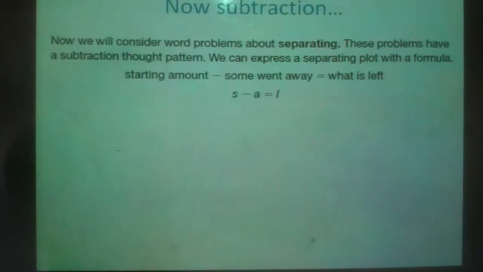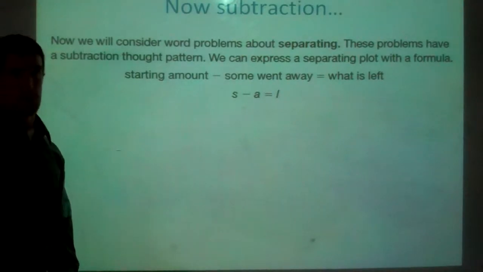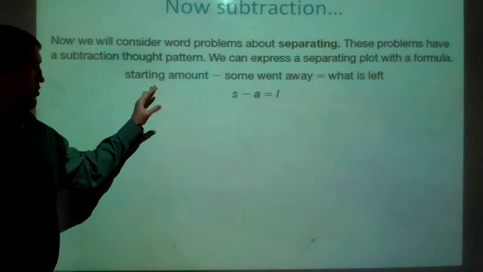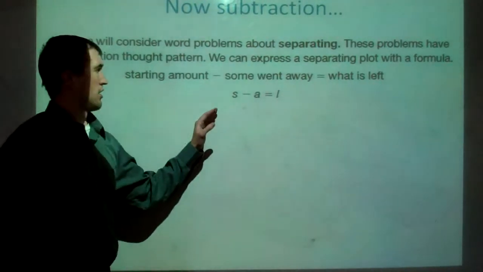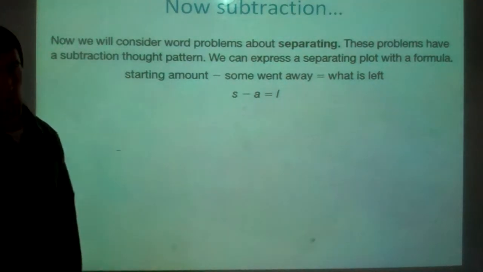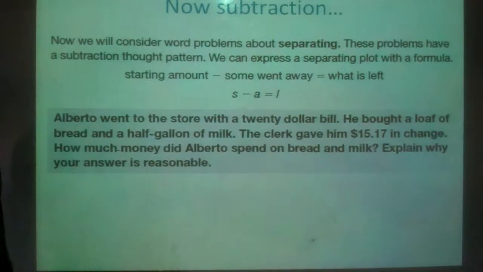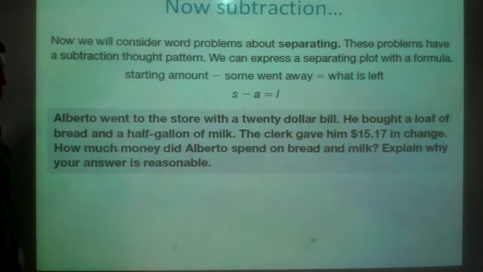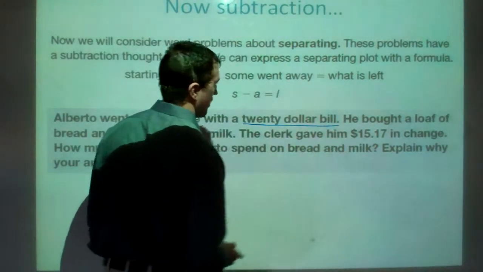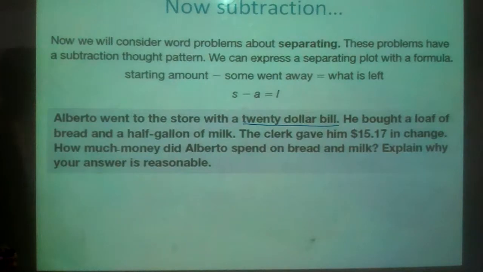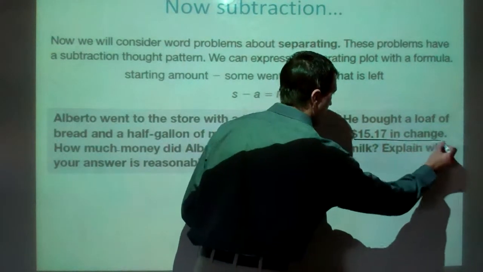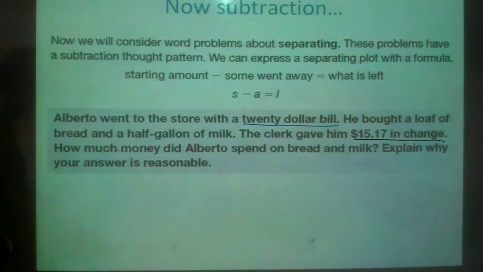Now a subtraction problem. Alright, this works well with money. You walk in with a starting amount of money, you're going to pay something, so you're going to take some away, and then you're going to get change back. So whatever's left. It'll be just like something like this. It says Alberto went to the store with a $20 bill. So he starts with $20. He bought a loaf of bread and a half gallon of milk. The clerk gave him $15.17 in change. How much did he spend?